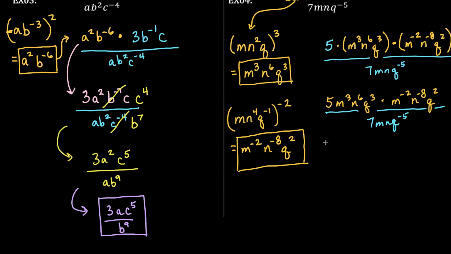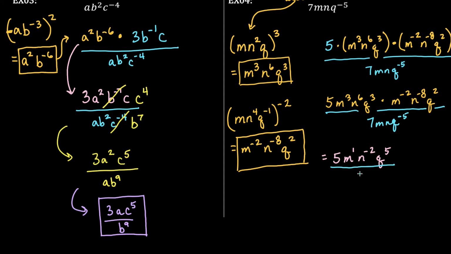I'll put equals instead of the arrows because that might look confusing to some people. So we got 5 up here. M to the 3rd, m to the negative 2nd. Remember, the shortcut to multiplying exponents is to combine them. 3 and negative 2 is positive 1, so m to the 1. Normally you just put m. So n to the 6, n to the negative 8: if we combine them, we get n to the negative 2. Q to the 3rd, q to the 2nd is q to the 5th.